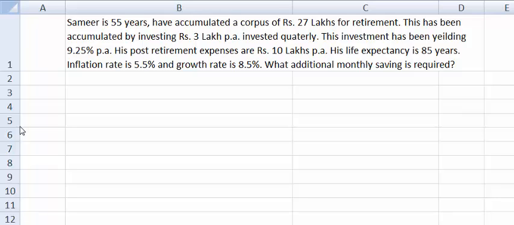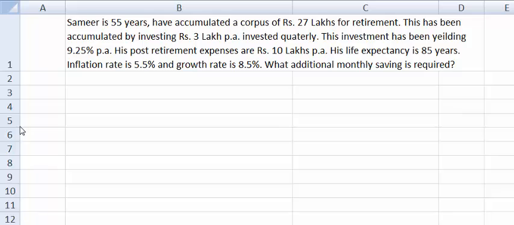This investment has been yielding 9.25% returns. His post-retirement expenses are 10 lakh per annum. His life expectancy is 85 years. Inflation rate is 5.5% and growth rate is 8.5%. What additional monthly savings are required?